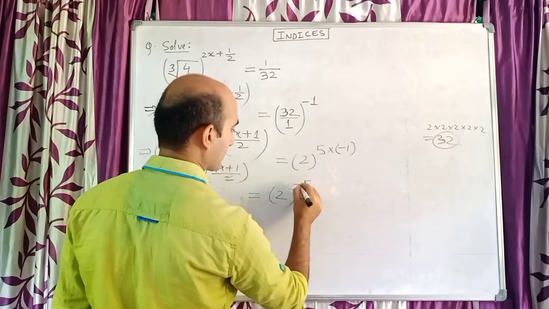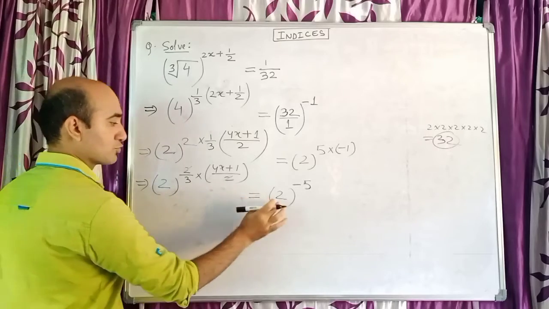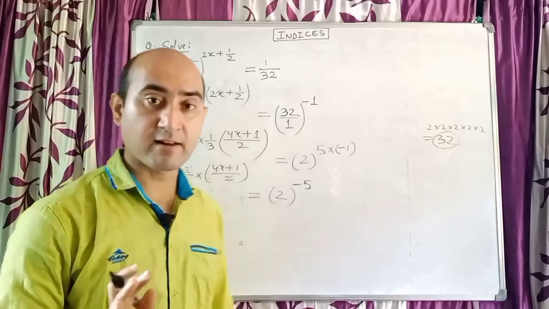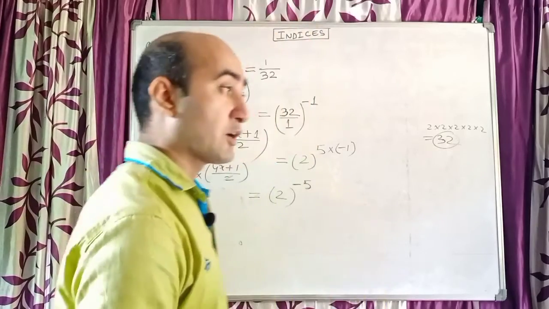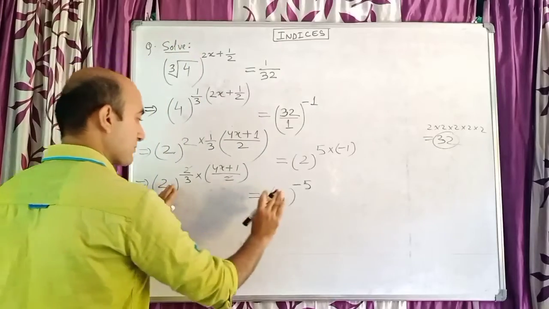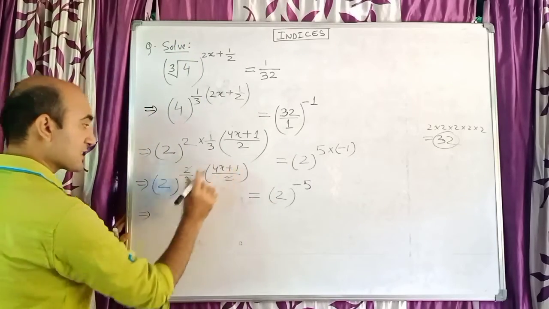Now children, you can see here both sides the base is 2. When the base on the left hand side and right hand side are the same, you can remove the base and write the powers equal. So we will remove this base and we will write the powers equal. So here what is the power?